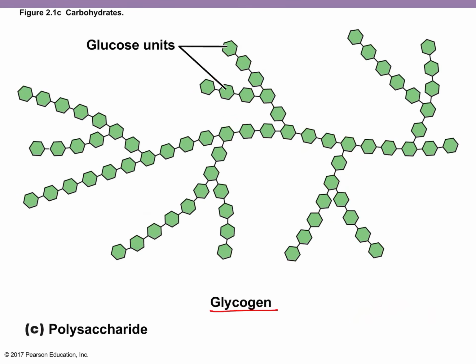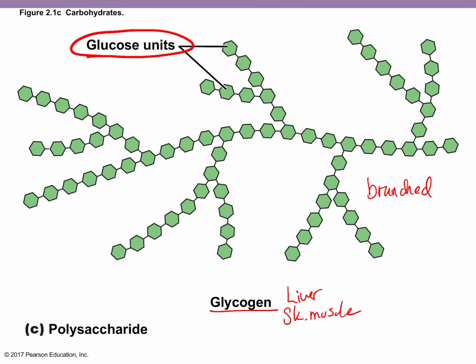The polysaccharide that you want to know is glycogen. So glycogen is our sugar storage. The 2 organs with a lot of glycogen in them are the liver and your skeletal muscle. And you can see that we're just repeating our glucose. So every single green dot is glucose. We see a branching pattern, so this is a branched molecule.